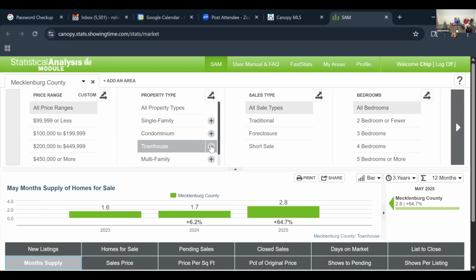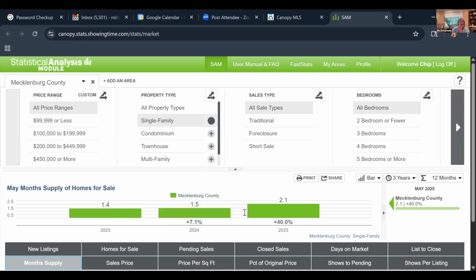Let's look at single family though. Hey, Chip, I'm sorry, I didn't see. Did you have new construction in that or not? I don't think we have that singled out, no. Okay, so this is single family months of supply. Mecklenburg County, single family months of supply. Okay, it's up 40%, but it's still only 2 months. Guys, it's only 8 weeks of inventory, maybe 9 weeks. It's not a lot. It's a big increase.